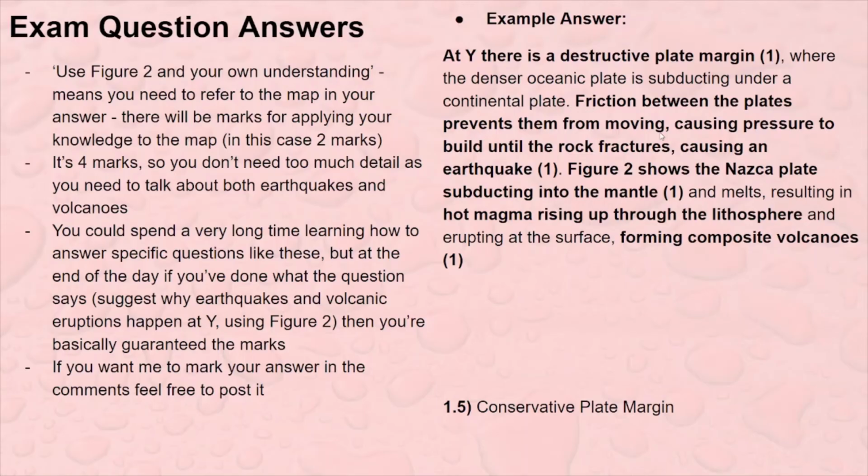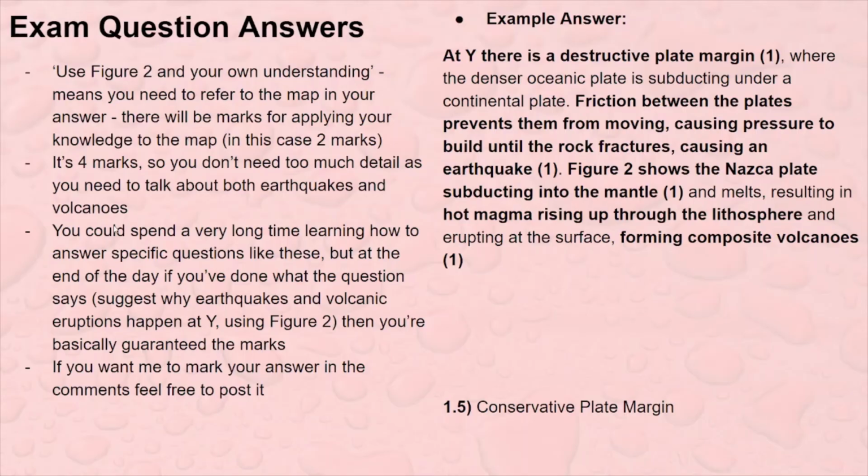Friction between the plates prevents them from moving, causing pressure to build until the rock fractures, causing an earthquake. 1 mark. We get subduction into the mantle. It melts, resulting in hot magma rising up through the lithosphere, erupting at the surface, forming composite volcanoes. Again, another mark. So as you can see, I've got 2 marks in for earthquakes, 2 marks in about volcanoes. So if you want me to mark your answer, then please do feel free to comment it.